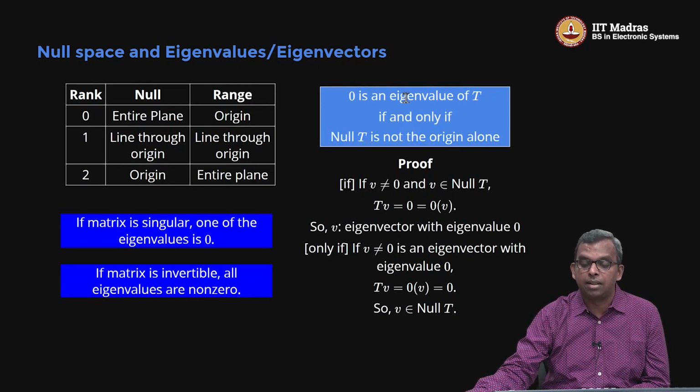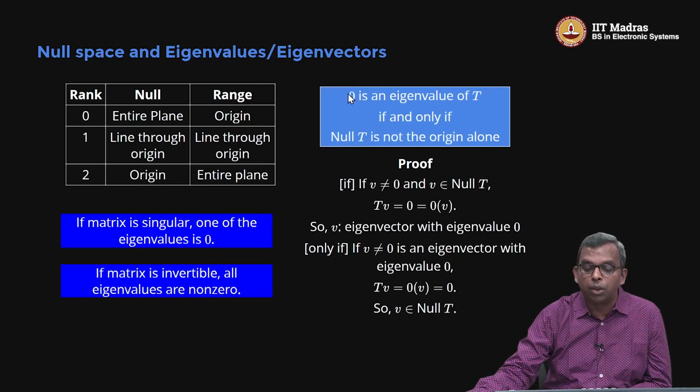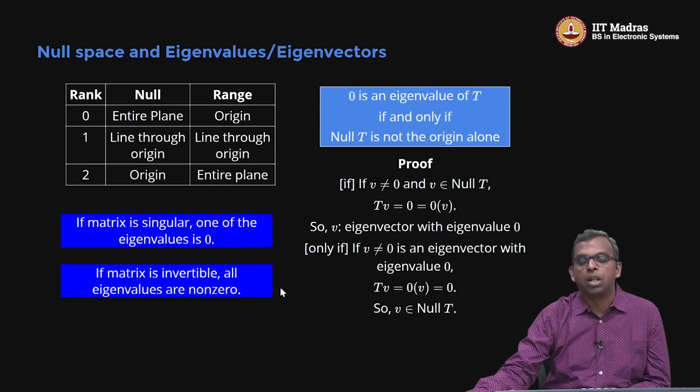Okay, so this is an interesting connection, right? This is what connects rank or the nullity. Nullity and rank are related. Nullity connects to the 0 eigenvalue. Okay, 0 is an eigenvalue if and only if the nullity is at least 1. Okay, or rank is not full, or T is singular. So that is what I've said here. If matrix is singular, one of the eigenvalues is 0. If the matrix is invertible, all eigenvalues are non-zero. So, this is a very nice connection between eigenvalues and invertibility of a matrix.